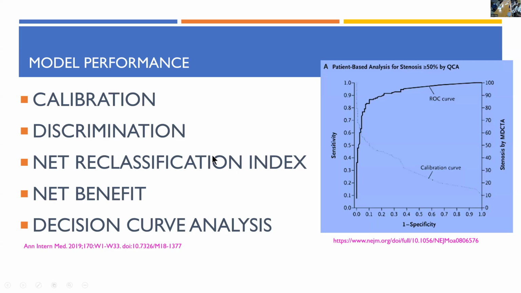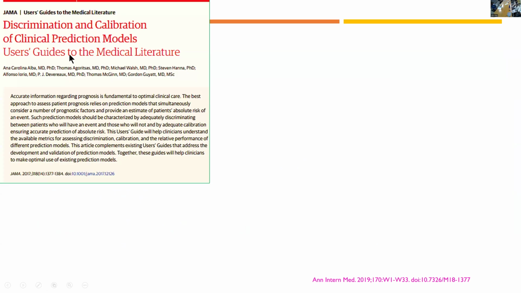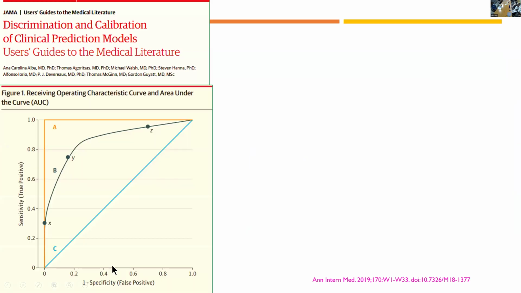Net reclassification index, net benefit, and finally decision curve analysis. These are little advanced and I can't take all these in today's class. I'm going to explain only calibration and discrimination. So for those of you who are interested, it's a very nice article in JAMA on calibration and discrimination. And this is the reference. So this is the ROC curve.